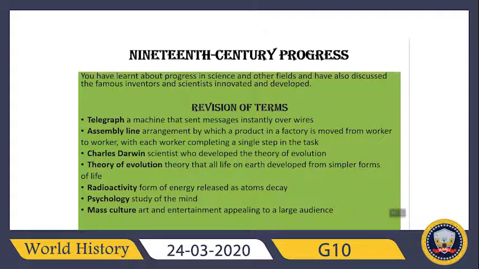Then Charles Darwin, very famous. Charles Darwin was a scientist who developed the theory of evolution. And what was the theory of evolution? That all life on earth developed from simpler forms of life. Then we have another term, radioactivity. Radioactivity is a form of energy released as atoms decay. Psychology, the study of the mind, and mass culture, art and entertainment appealing to a large audience.